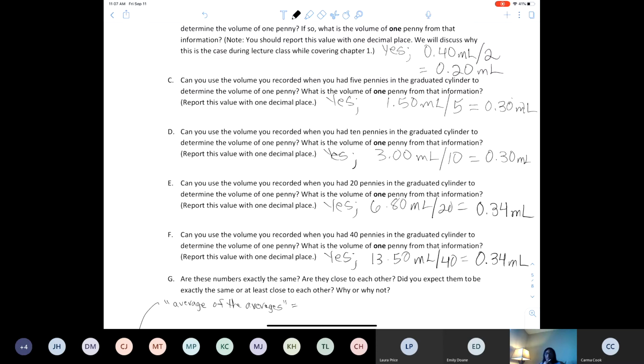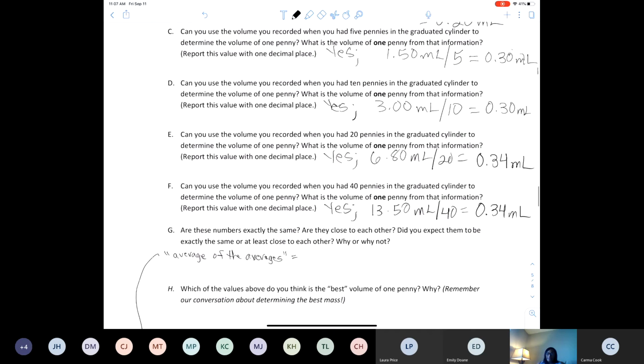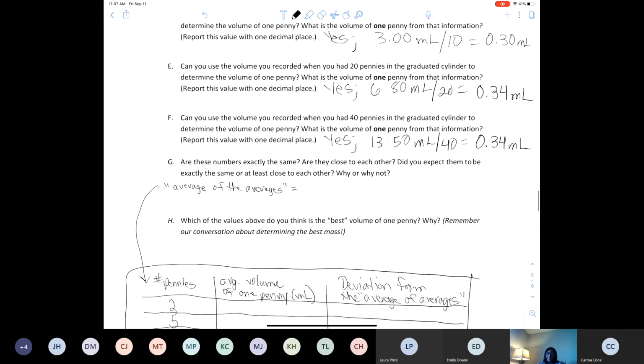But are they close to each other? Yes. The sets, I'd say, the sets 5 pennies through 40 are very close. The 2 penny set is a little bit of an outlier. It's only 0.20 milliliter average volume for a penny, whereas for the other sets, you're in the 0.3 range. And so we can do the same thing to determine how close they are to each other exactly.